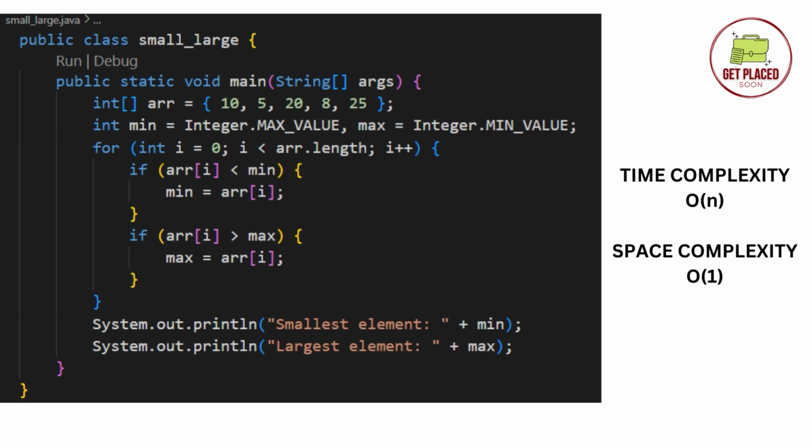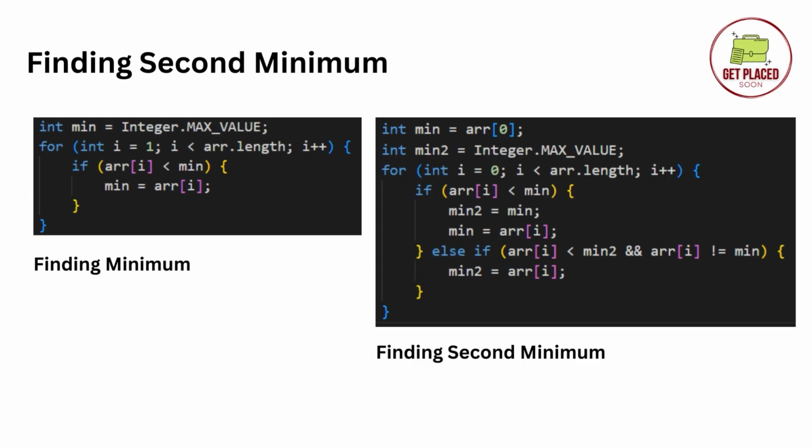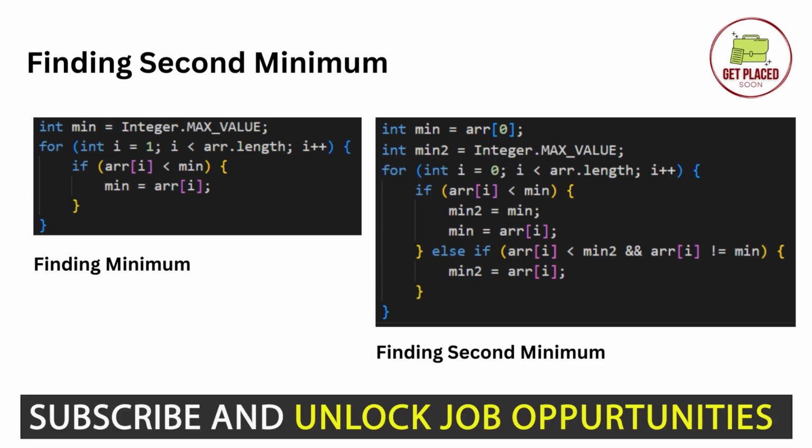That's it. Now moving ahead and finding the second minimum and second maximum. Let's see how to do that. We already know how to find the minimum, right? So declaring an integer, assigning some maximum value to it, iterating through each and every element in the array and updating the minimum value. This is how we find minimum.